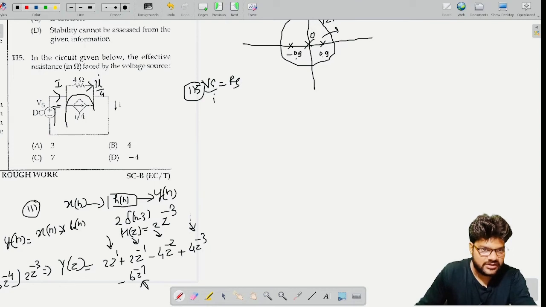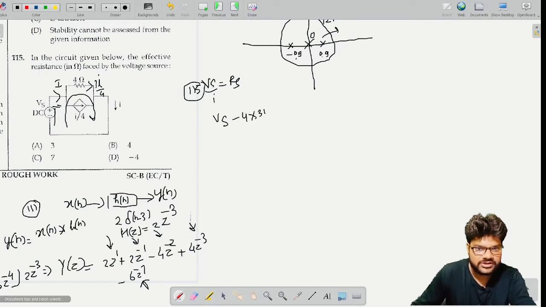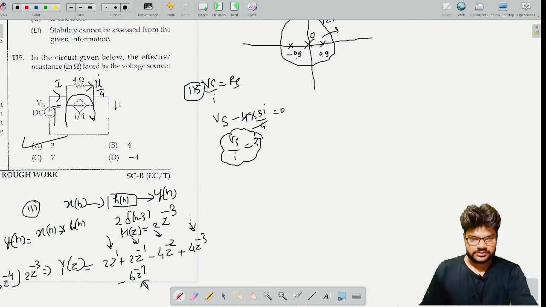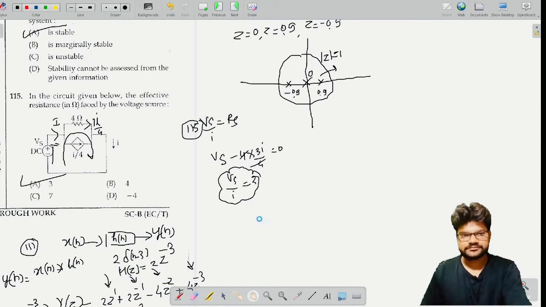So let us apply KVL now. This is going to be Vs minus 4 into 3I by 4 equals 0. So Vs by I is 3. So the correct option will be 3. A option is correct. Let's go to next.